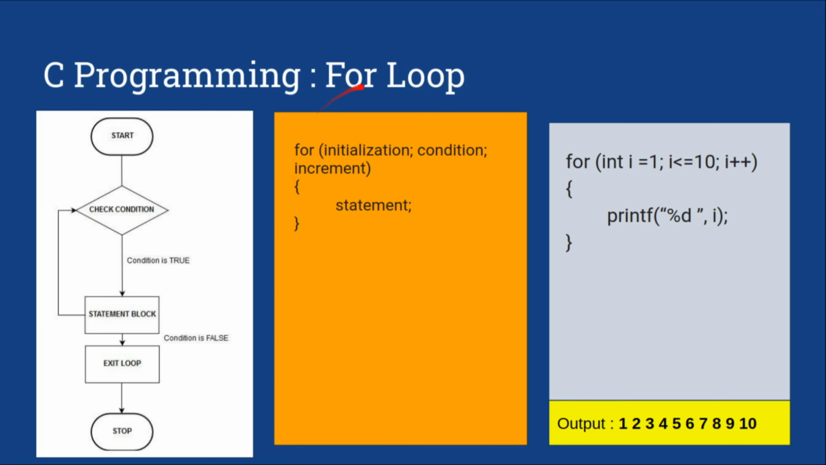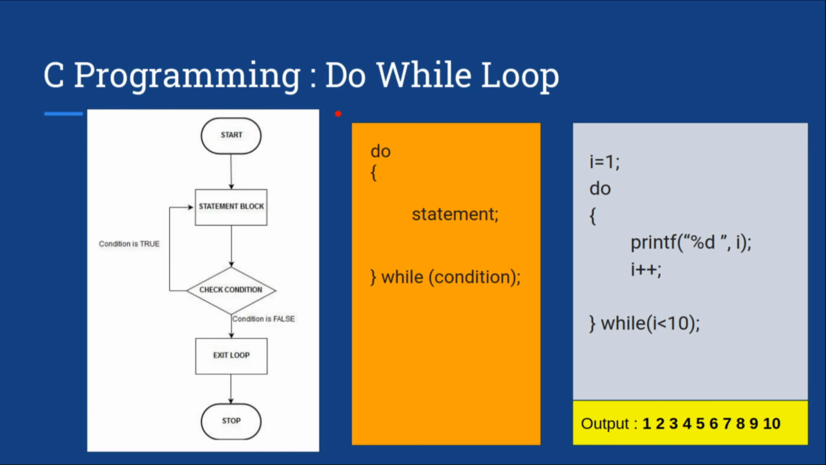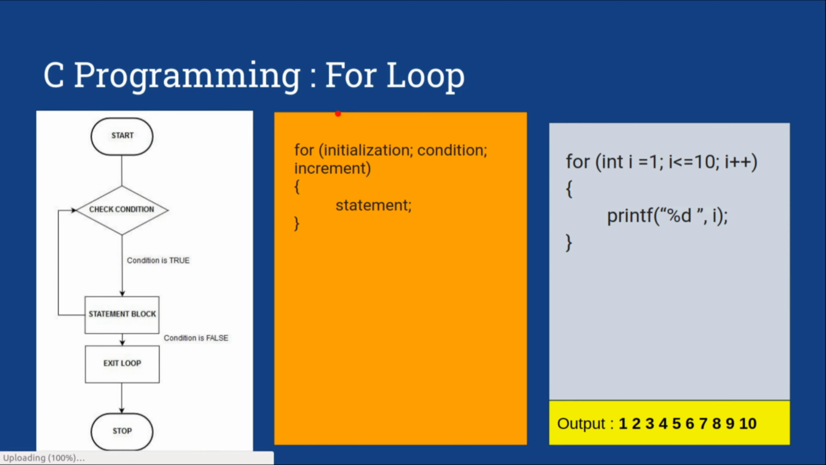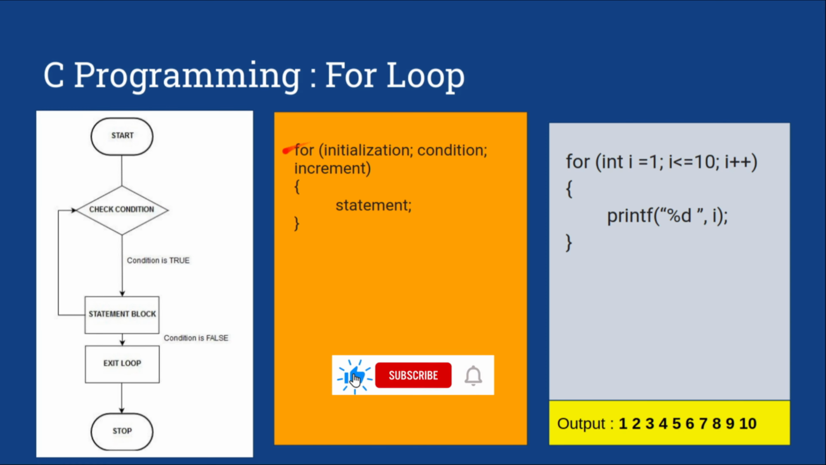In the next topic we will talk about the looping statements. In C programming we have three loops, right? A for loop, then we have a while loop, then we have a do while loop. So in this video we will talk about all three loops, what the difference is between them, and how we can use them in C programming.